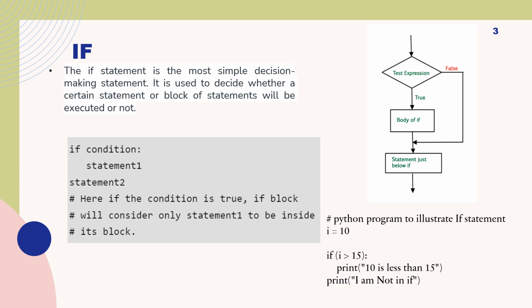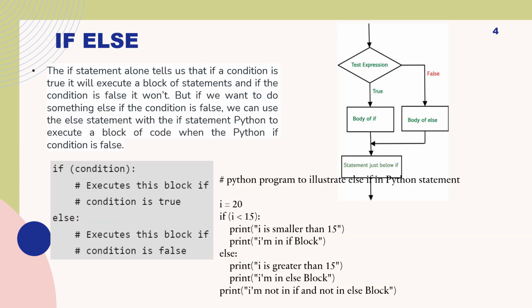Here you can see a sample program for this if statement. Here i is equal to 10 is declared, and if i is greater than 15, it has to print "i is greater than 15", but otherwise it has to print "I am not in if". So what will be the answer? "I am not in if". And then we'll move on to the if else.